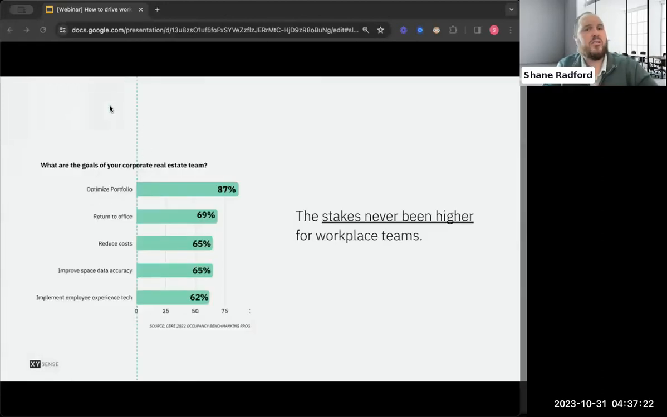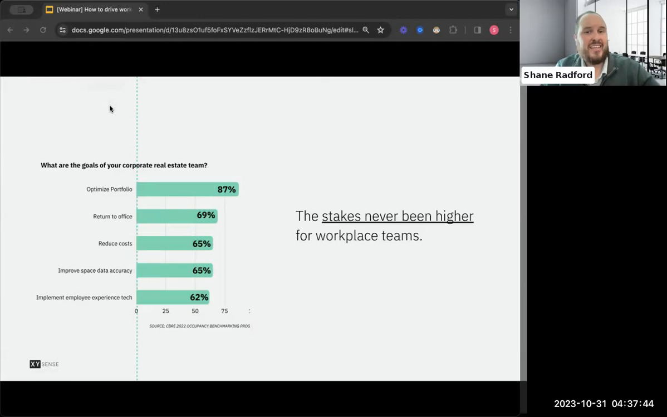Pulling data from CBRE's 2022 Occupancy Benchmark Report, we get a really good sense for what key strategic decisions real estate and workplace teams are focusing on. 87% of these professionals are working to optimize their portfolios. 69% are planning a return to office, and 65% are searching for ways to reduce costs.